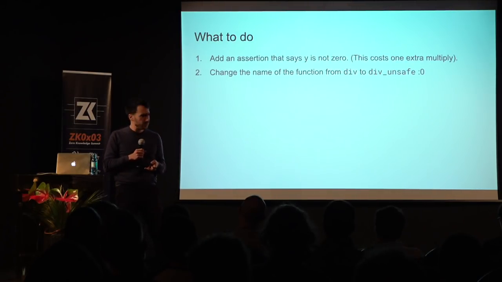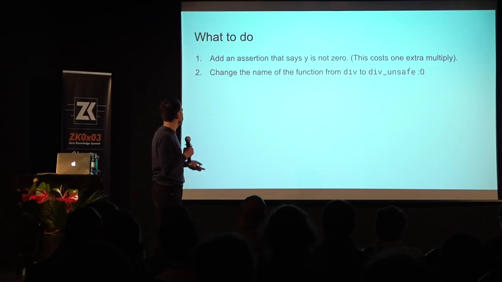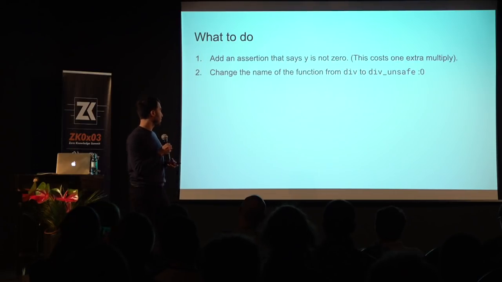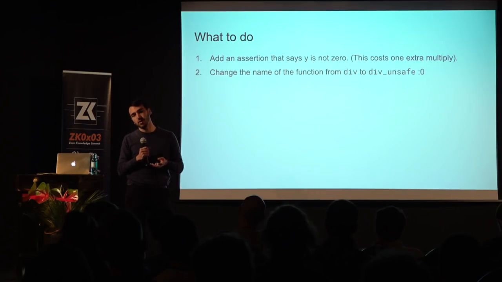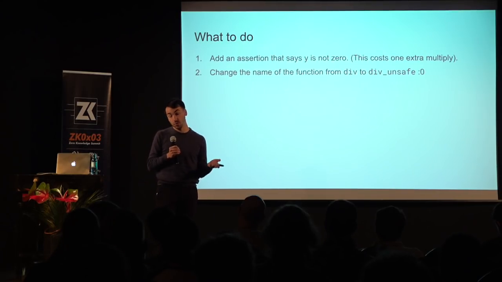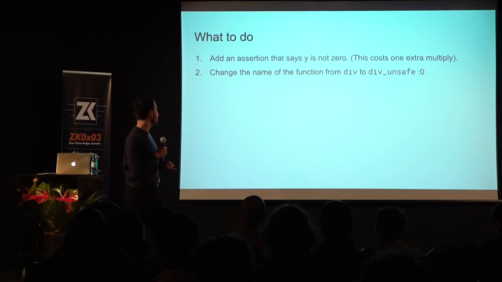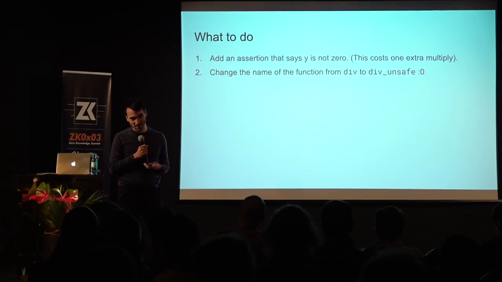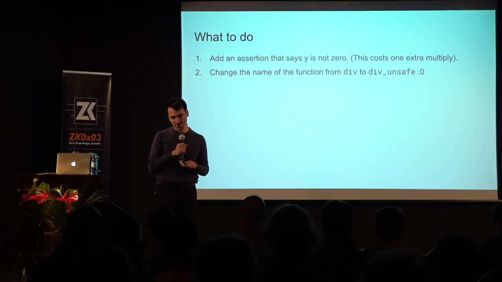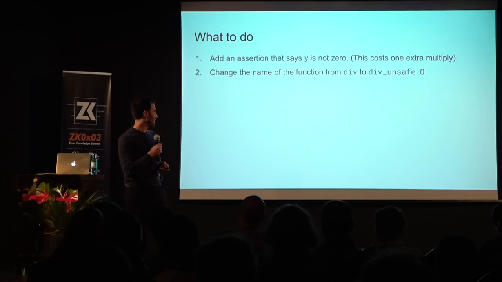So there's a few things you can do about this. You can add an assertion that says y is not 0, like the second argument. That would cost you an extra multiplication, so not great, but still a lot better than 256, right? So now it costs 2 instead of 256. So that's pretty good. Another thing is you could change the name of the function from div to div unsafe and forget about it. And that's an emoticon. It's a sideways.